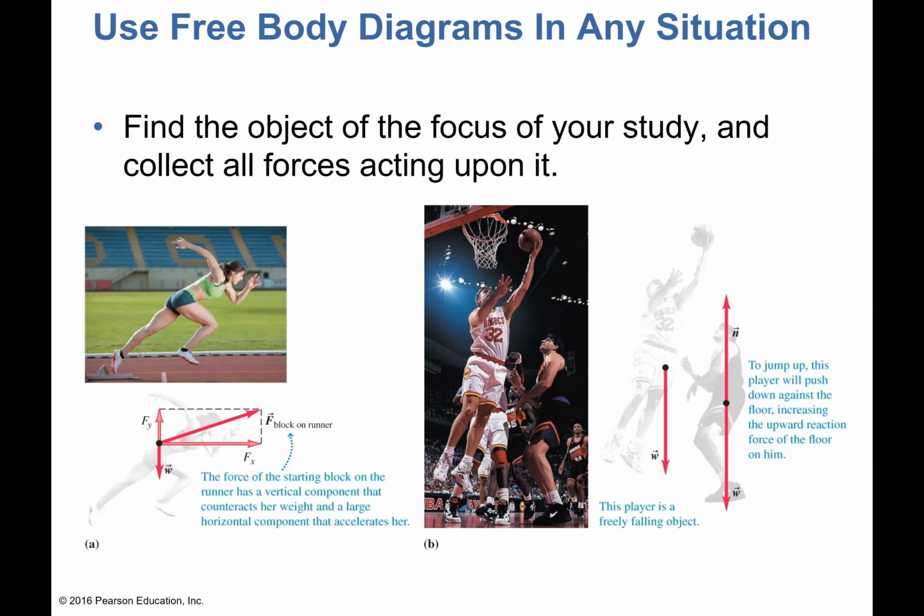So for example, here we have a runner, and you can see the force acting on her. There's a block over there. The force of the starting block on the runner has a vertical component because this force acts normal to the surface. You can see there's a little bit of tilt in the surface. So this is the force acting on the runner, and we can break it down into X and Y components.